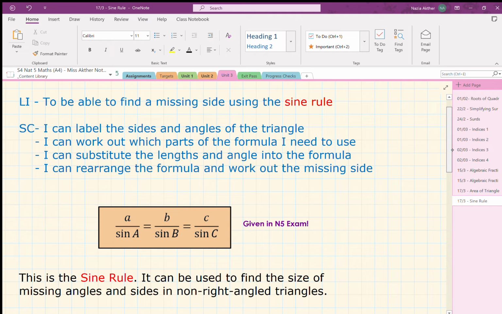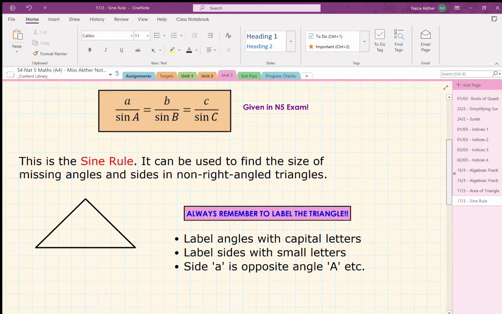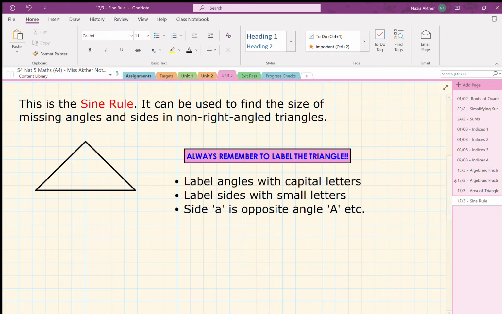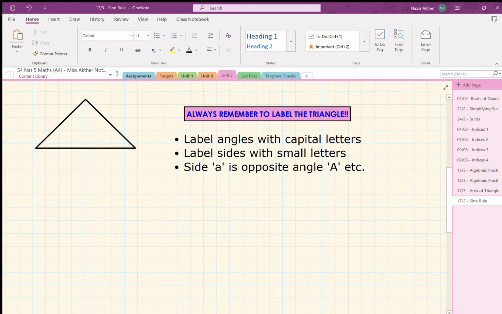Okay, so the first step, as mentioned in the success criteria, is to label your triangle. Just a quick reminder on how to do this. Suppose we have this triangle here. We're going to use capital letters to label the angles, so we're using A, B, and C. I'm going to label this angle A, this angle B, and this angle C.